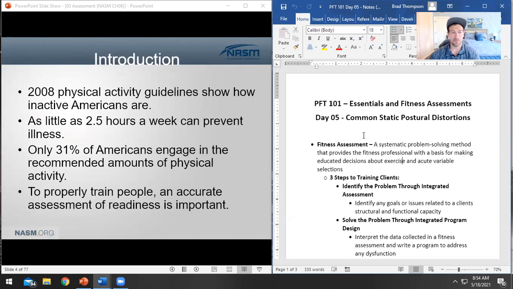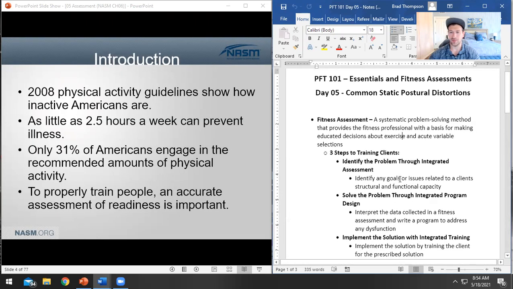So just introducing everything with some of our statistics, because NASM freaking loves to start their chapters on how everybody's in really bad shape. Here's why you've got to do fitness assessments. They love to start with all the kind of panicky statistics here. So in 2008, physical activity guidelines show how incredibly inactive Americans are. That's back in 2008, by the way. That was a long time ago. And things have gotten not better.